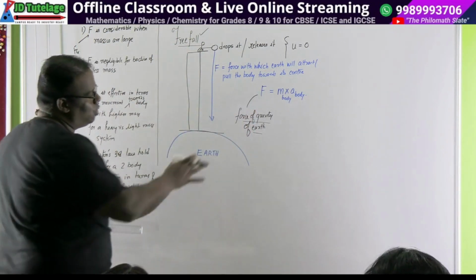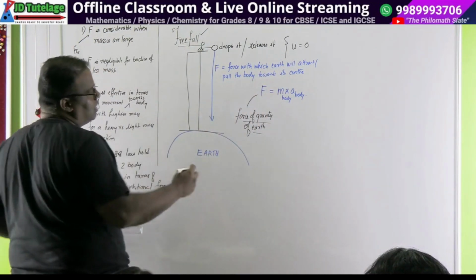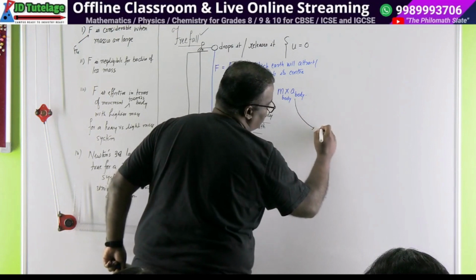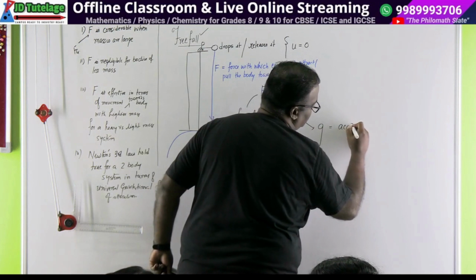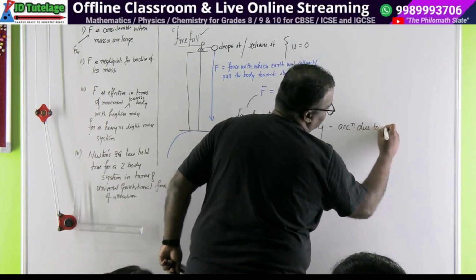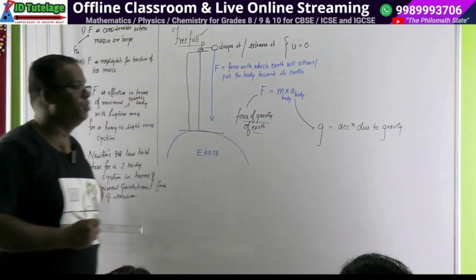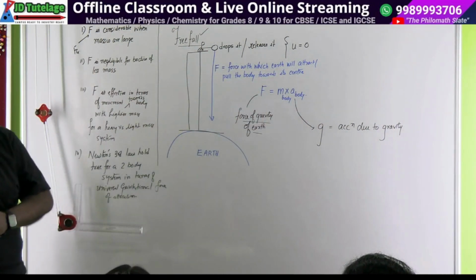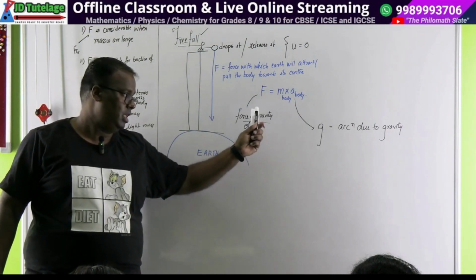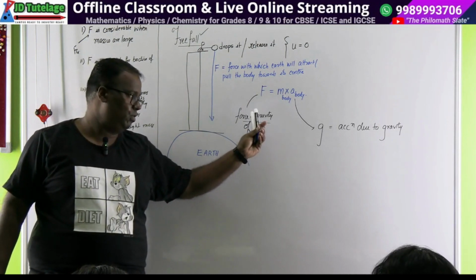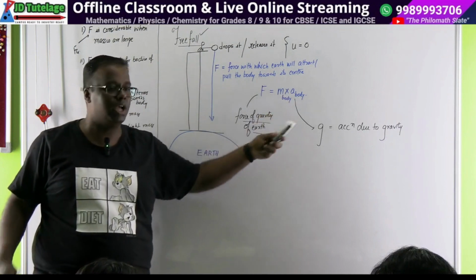So when you look at the force of gravity of earth, that is the force with which earth pulls everybody towards its center, then this acceleration gets a new name and we replace it by g and we call it acceleration due to gravity. Acceleration due to gravity. Not any other acceleration. Clear? When you look at the force of gravity of earth, that force experienced by a body is the product of mass of the body and the acceleration.